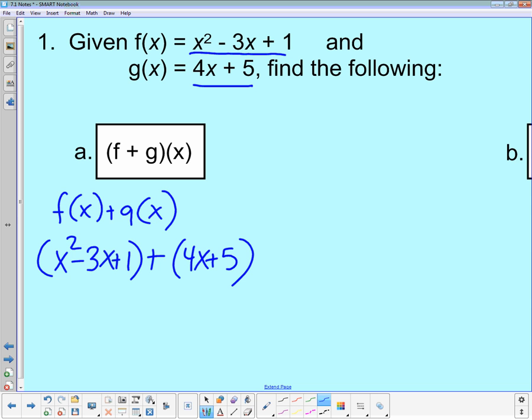What we're really going to be doing when we add the two functions together is we combine like terms. We only have one x squared term, so we can write that down here. We have a negative 3x plus 4x, which gives us a positive x. And then we have our constant terms, so 1 plus 5 gives us 6. And this is our new function. This is our f of x plus g of x.